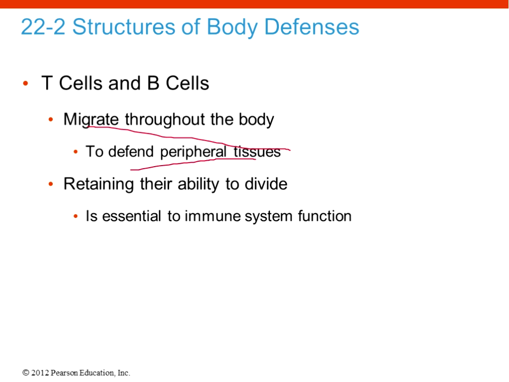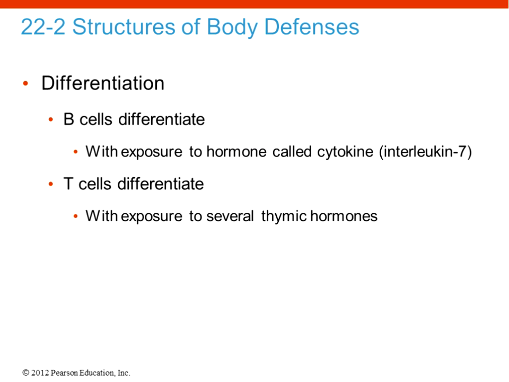So T cells and B cells, again, migrate throughout the body to defend these tissues, and retain their ability to divide, which is essential to immune system function, right? It's not the greatest analogy, but you can use a military analogy. You get troops on the ground, and the more troops you have, the better chance you have of defeating the enemy. That's sort of what happens in these cells. You get more and more of these cells, and they divide, they're going to get stronger, and hopefully they'll overtake the pathogen that has entered our system.